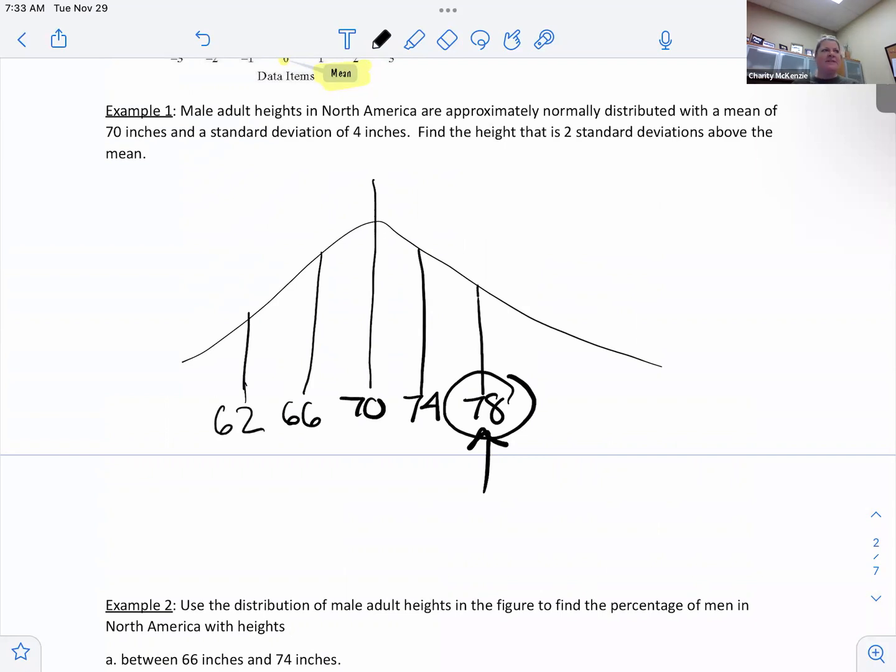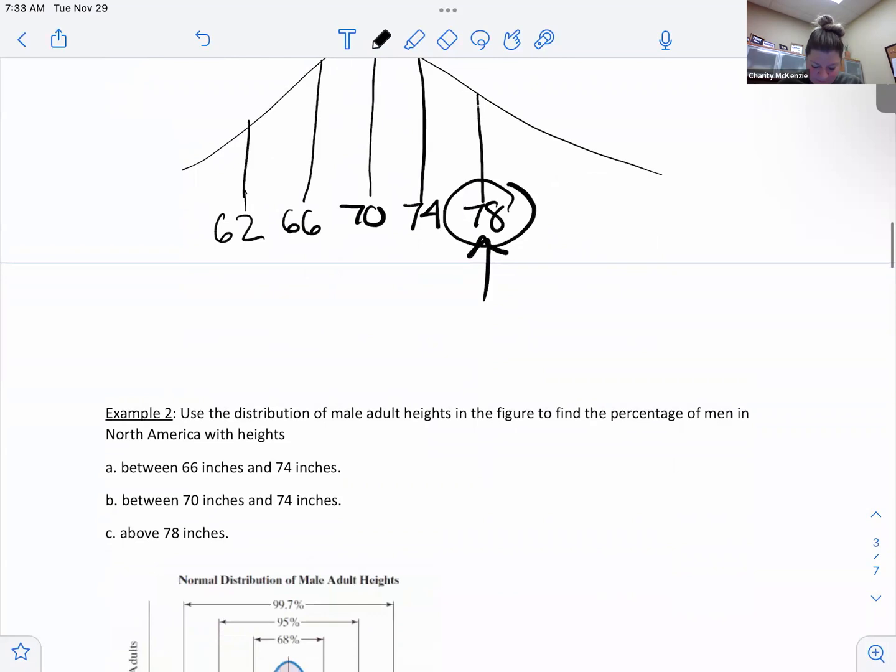What is 62 divided by 12? 5 foot, what, 2 inches? Yeah, 5 foot 2 inches. Ooh, that's pretty short, right? That would be significantly short for a man based on this information.